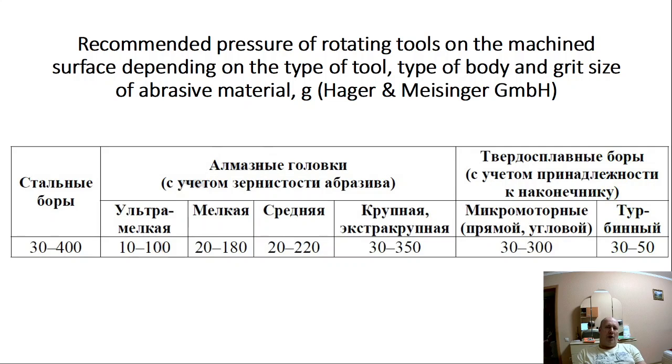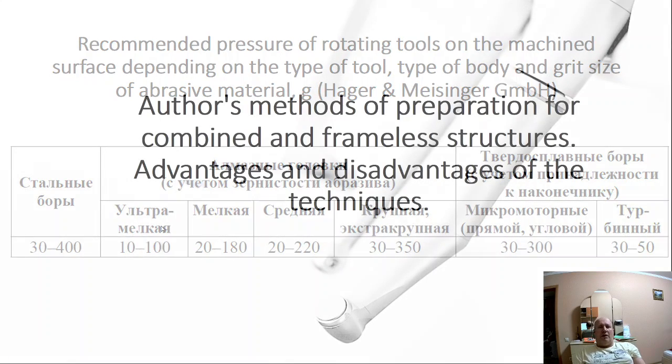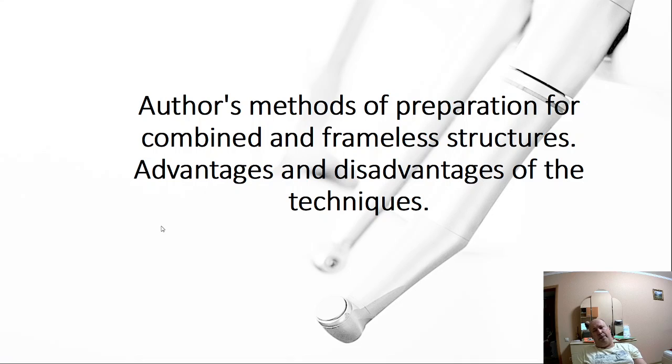And when you're going to prepare, for example, you need to begin from this one, then middle size, then low size and ultra low size. Now we'll discuss authors' methods of preparation for combining frame structures, advantages and disadvantages of the techniques.